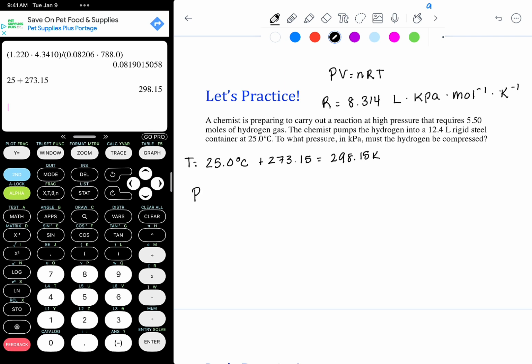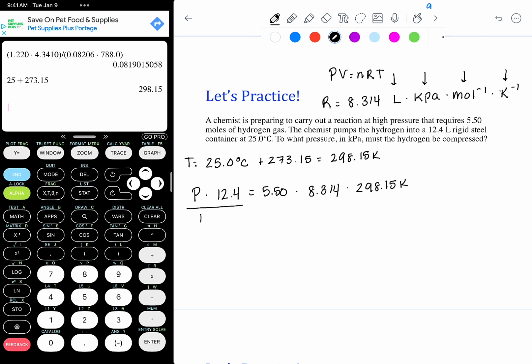So we have P, which we're solving for, times the volume, which was given as 12.4 liters. That's equal to the number of moles, 5.50, times the R value that I gave in kilopascals already, which is 8.314, times the temperature of 298.15 Kelvin. Again, if you're ever concerned about whether your variables are correct, we can just double check our R value to make sure that everything is in the proper units and plugged in correctly into our equation. If you plugged them in correctly and they have the correct units, then the units will cancel. So now we're going to solve for pressure.